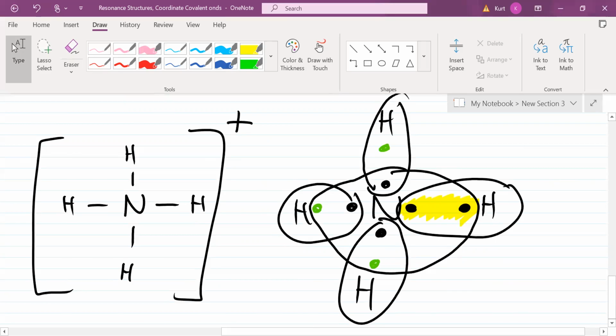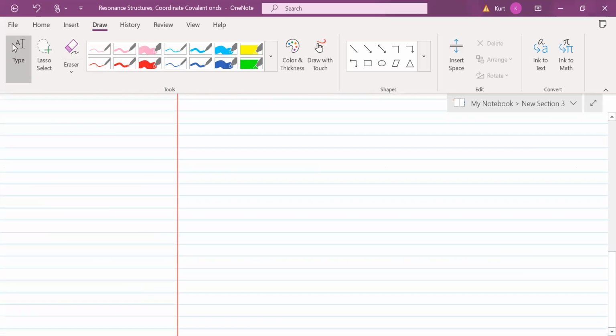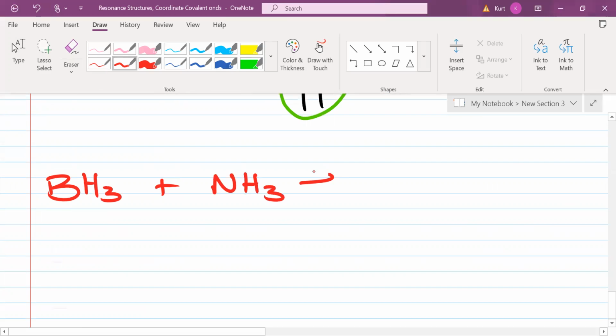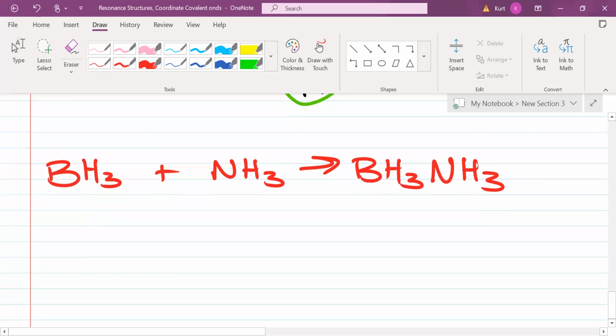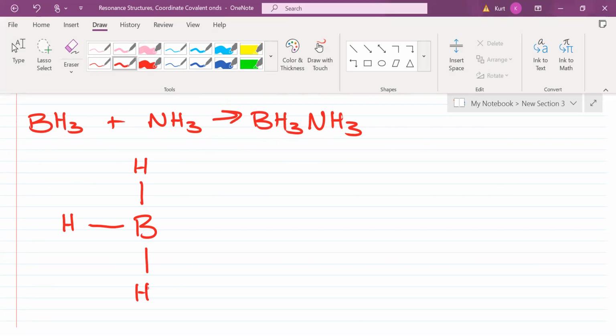I have one more for you, and it is a coordinate covalent bond. I'm going to do this one with you, so let's put it together. BH3 plus NH3 is going to yield BH3NH3. What element is B? Boron. So BH3 looks like this. We got problems. How many valence electrons does boron have? It's in group 13. It has 3.